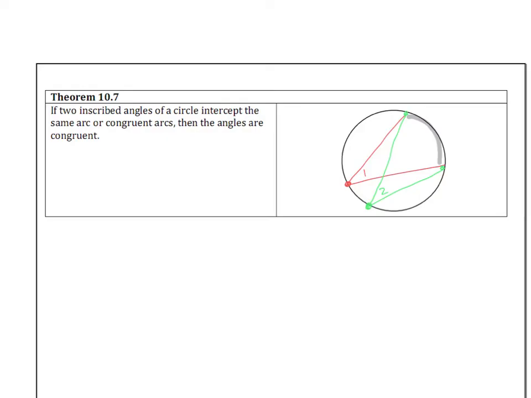So since both of these angles open up to the same arc, they're both half of that arc, which means they have to be congruent to each other. So angle 1 will be congruent to angle 2 since they both open up to the same arc.